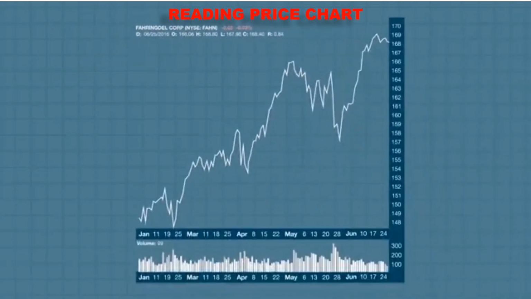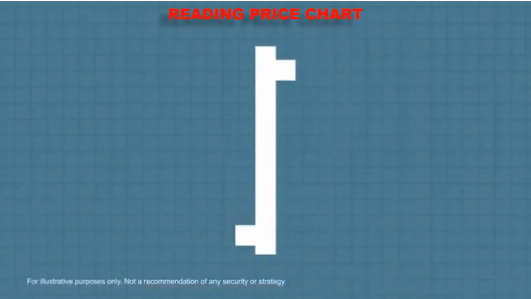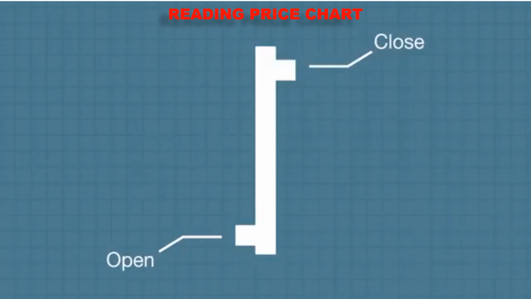You can also view all this information, like the opening and closing prices, on a bar chart. This chart uses a vertical bar instead of a line to represent price. This bar provides additional details about price movement during a single trading period. The left tick is the opening price. The right tick is the closing price. The top of the bar is the highest price traded. The bottom is the lowest.